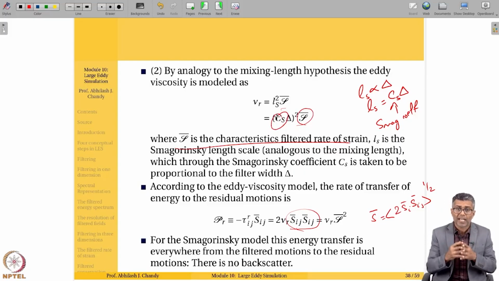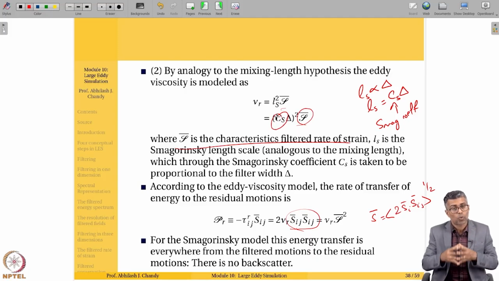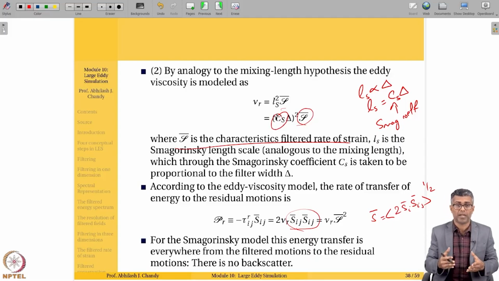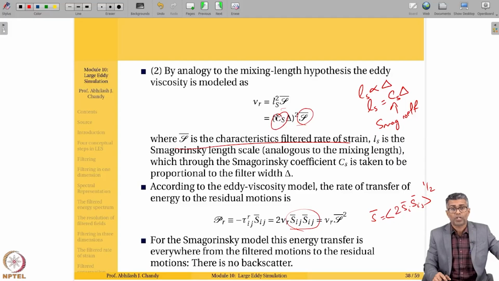That means when we calculate Cs squared itself, it should be able to be negative, because Cs calculated cannot be negative. Even if Cs is negative, Cs squared would be positive. So we have to calculate Cs squared in such a way that it can be negative. Now this is what is accomplished in the dynamic version of the Smagorinsky model, which we do not discuss in this class. But in the dynamic version of the Smagorinsky model, we derive an equation for Cs squared, which could be negative depending on the situation.